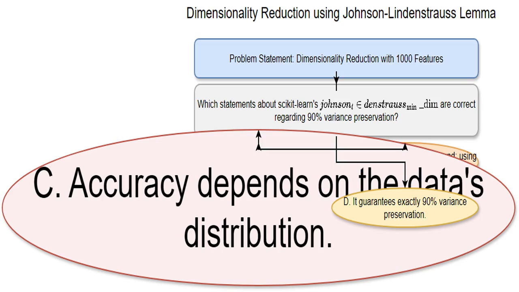This statement is correct. The accuracy of the johnson_lindenstrauss_min_dim function relies on the data meeting certain conditions. If the data is very different from what the function expects, the results might not be very precise. That is why the accuracy depends on the data distribution.